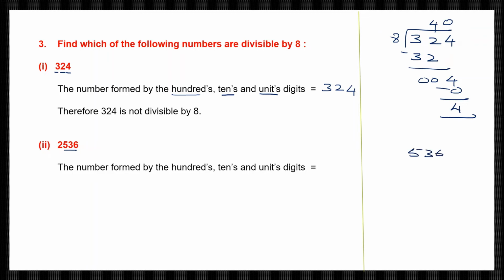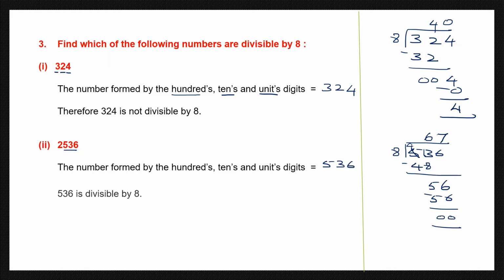So 536, let's divide it by 8. 8 fives are 40, 8 sixes are 48. Now we can minus, so this is 4, 13. 13 minus 8 is 5. I bring down 6, my number is 56. 8 sevens are 56. Now my remainder is 0. So 536 is divisible by 8.